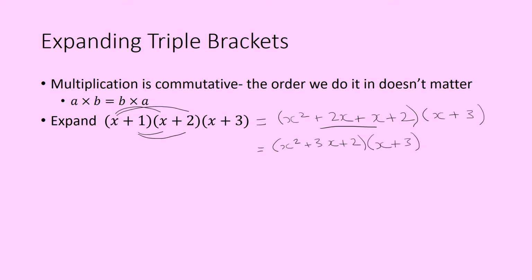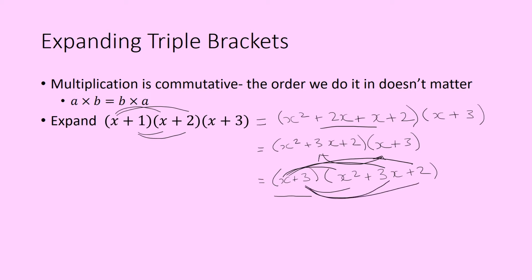Now, because multiplication is commutative, it doesn't matter which order we do it in, so we can swap these two around. For ease, I'm going to write it in the form of x plus 3 first, and then x squared plus 3x plus 2. Now it's very simple. I've got an x plus 3 in front of a bracketed expression, so everything in the second bracket needs to be multiplied by everything in the first bracket. So x times x squared, x times 3x, and x times 2. 3 times x squared, 3 times 3x, and 3 times 2.